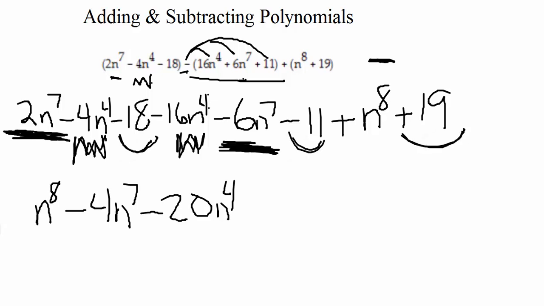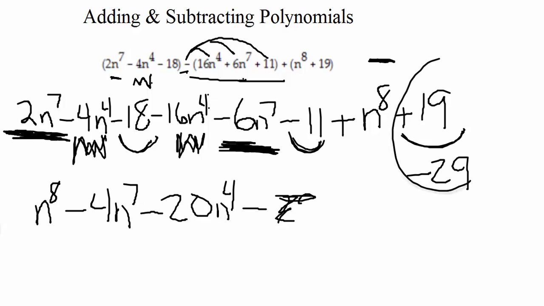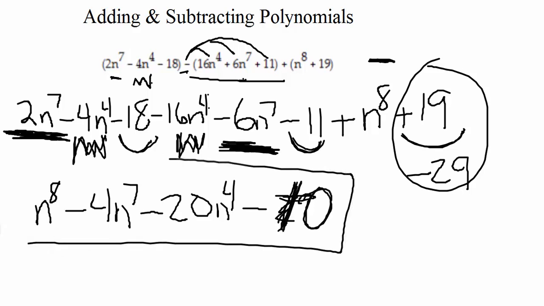So let's take care of our two negatives. A negative 18, then minus an 11. That is going to give us a minus 29. And then we have that minus 29 plus this 19 right over here. We're going to be left with a minus 10. All right, so we are done with that problem.